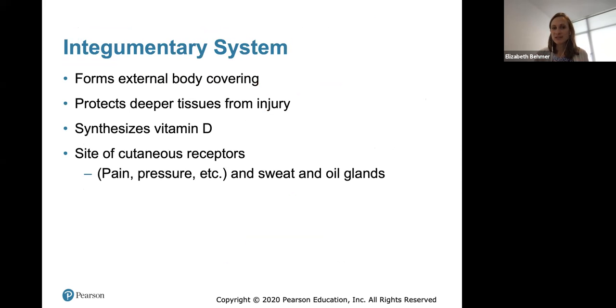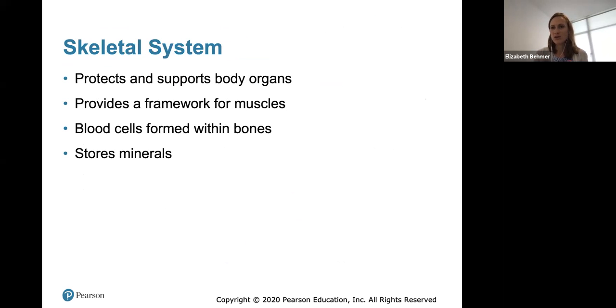The integumentary system forms the external body covering. It protects deeper tissues from injury. It synthesizes vitamin D, and it's the site of cutaneous receptors like pain and pressure, and all of your sweat and oil glands. The skeletal system protects and supports your body organs and provides a framework for muscles. Your red and white blood cells are formed within your bones, and your skeletal system also stores minerals like calcium and potassium.